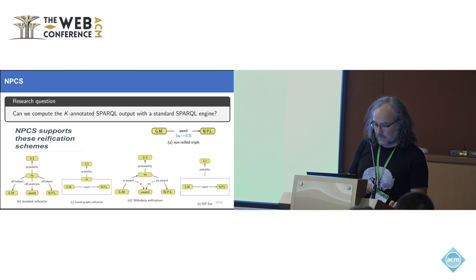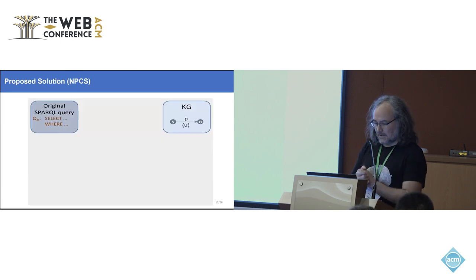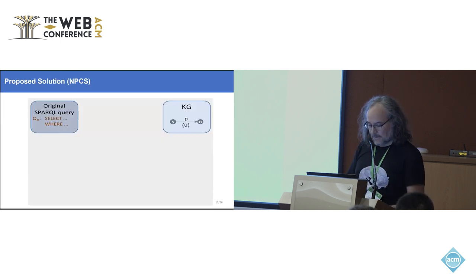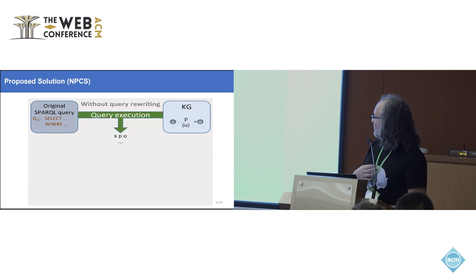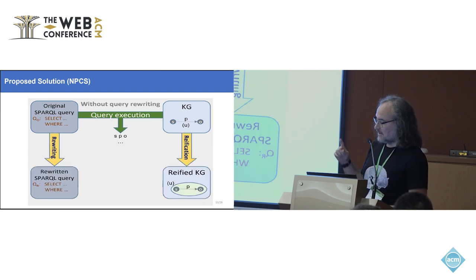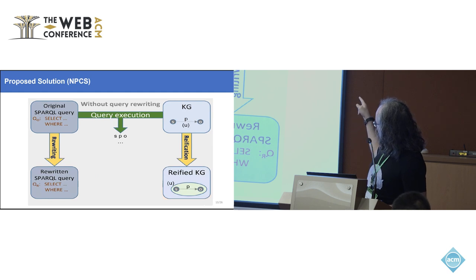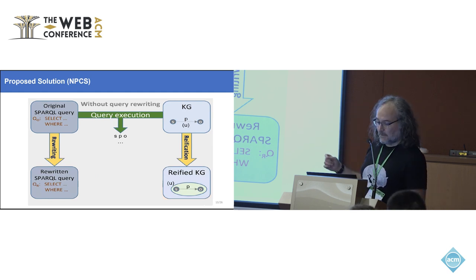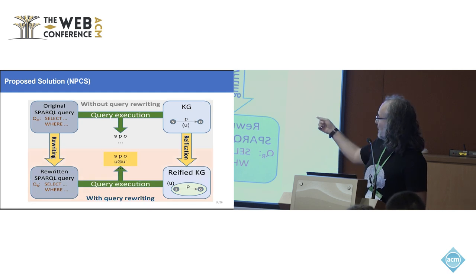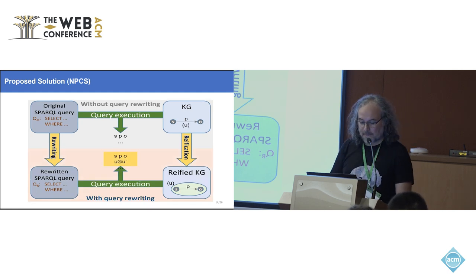Now we have the query. This is the architecture of the solution: we have the original query and the original graph. If we execute this query, we don't get provenance; the three dots mean that we don't have the provenance. The idea is then to translate this query by rewriting it into another query, and translate the data to a reified form. Then we evaluate the query and now we have the provenance. This is what we want.